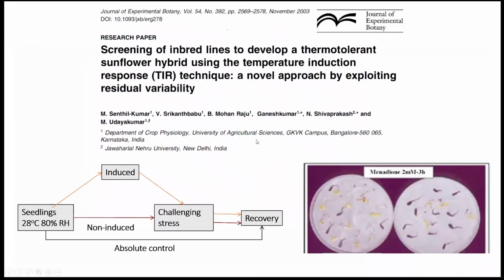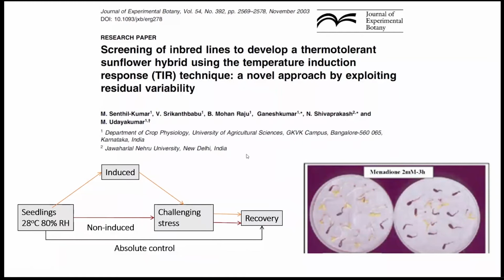Now, about 17 years ago, the compound menadione was already shown to impart oxidative stress tolerance, and the response of the sunflower seedlings has been clearly demonstrated. And more importantly, a method was established for how you can systematically use menadione to screen and select those seedlings that are recovering, to identify tolerant or susceptible genotypes.